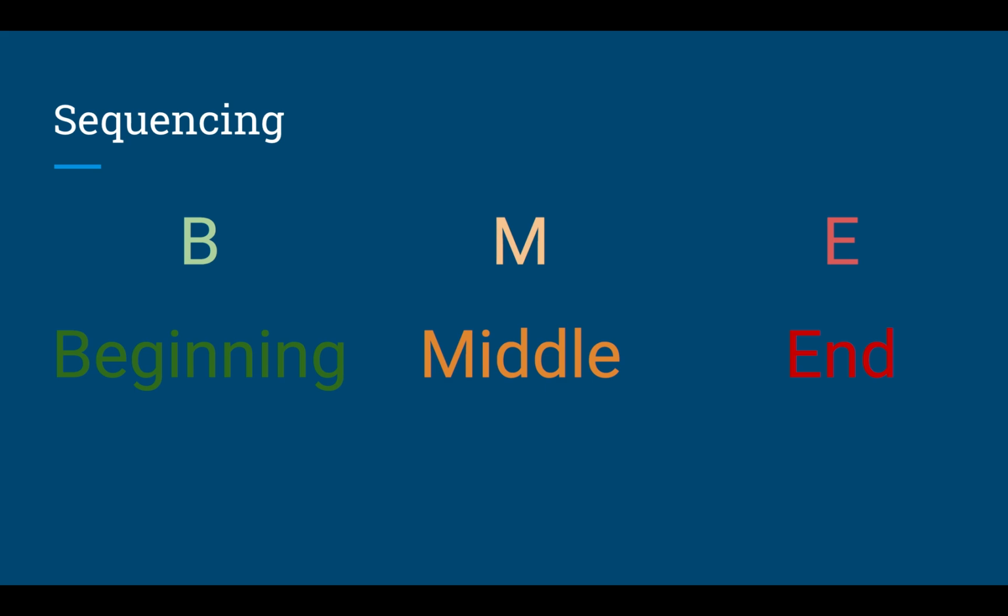Okay, so again, we're working on sequencing. Every story has a beginning, middle, and end. So things happen in the beginning, then they happen in the middle, and then at the end.